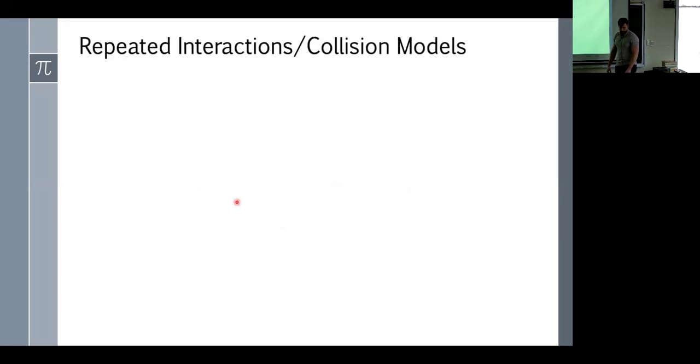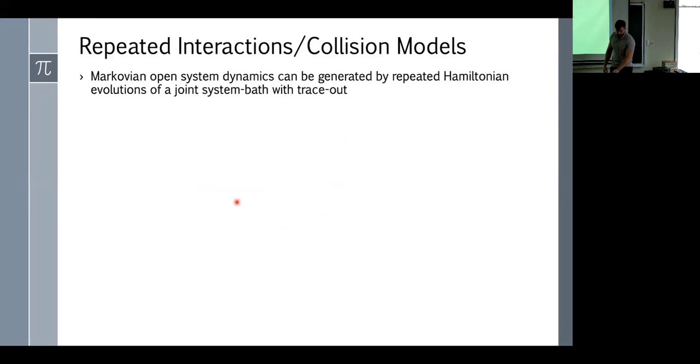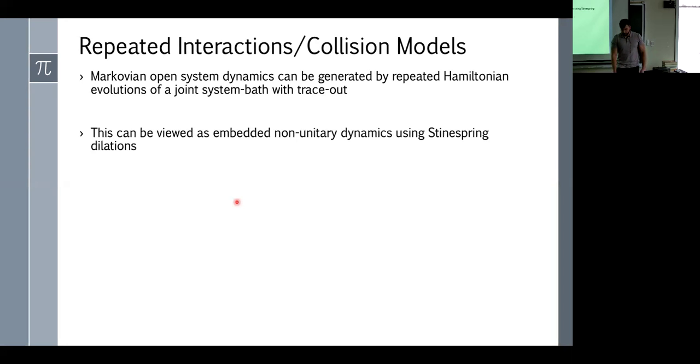Okay, so now I'm going to introduce another framework for writing down open systems called repeated interactions. This is also another Markovian process. We think about a Hamiltonian that's repeatedly interacting with a discrete part of a larger bath, and then that part is discarded. So again, we don't build up a memory. We can view this as embedding this non-unitary dynamics in a larger Hilbert space, in the sense that we briefly interact with a subsystem, evolve, and then discard it.